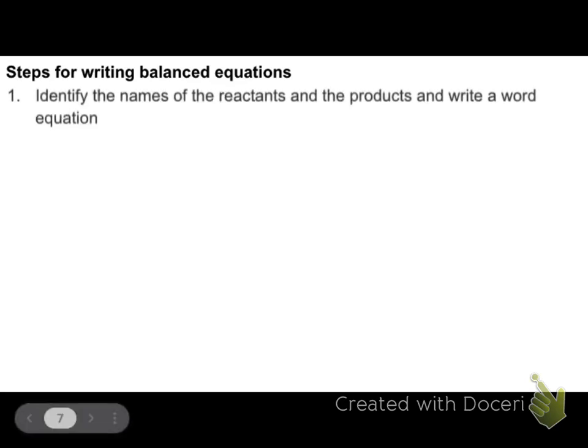Steps for writing balanced equations. Okay, here we go. Into the chaos. It's really not chaotic, but it feels like a lot when you first see it. Step 1, identify the names of the reactants and the products and write yourself a word equation.